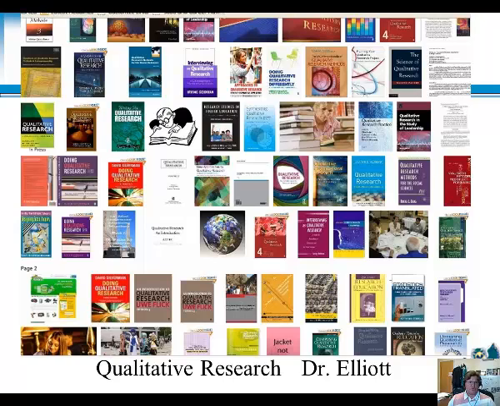So this might be new to some of you. You may never have read a qualitative research study before. My goal is to just introduce this to you so that you'll understand how qualitative research is different than non-qualitative or quantitative research, and also understand that it is a valued and recognized method of doing research.